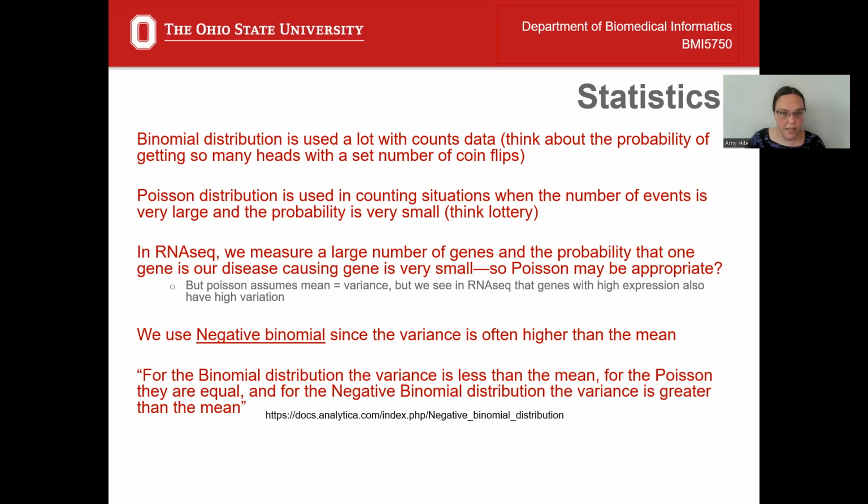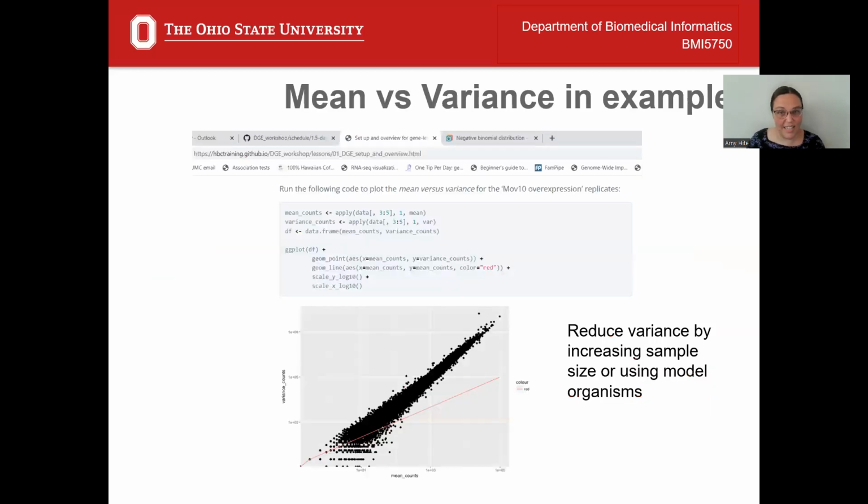And if we look at an example in RNA-seq data of how the variance relates to the mean, we have a scatter plot with the mean on the x-axis and the variance on the y-axis. If mean was equal to variance, it would follow this red line here.